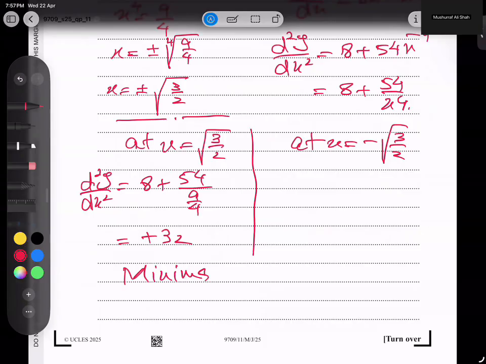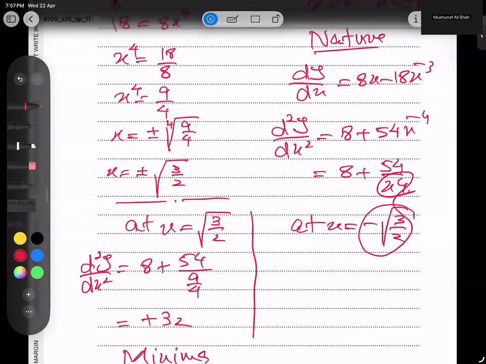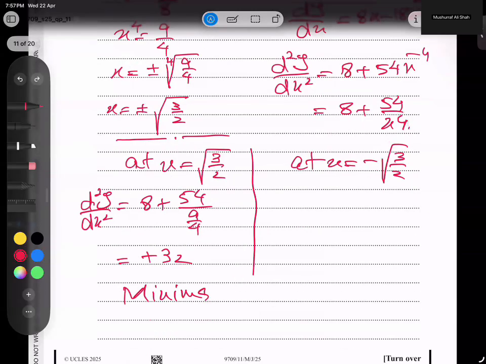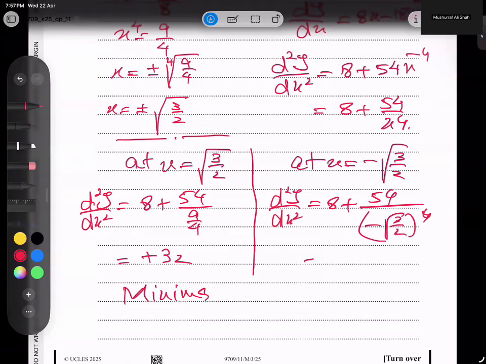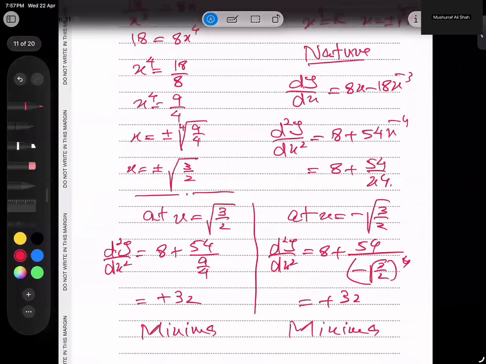So even if you plug in this negative sign inside, this power 4 will eliminate it and make it positive. So it means this also is a point of minima. It will give you again the same story. So these are both points of minima. So I'm writing here this also, or you can show working, no problem at all. If I show it this way, the examiner will understand: 8 plus 54 over power 4 and negative root 3 by 2. This again is coming positive 32. So minima. I hope the concept of the question is completely clear.